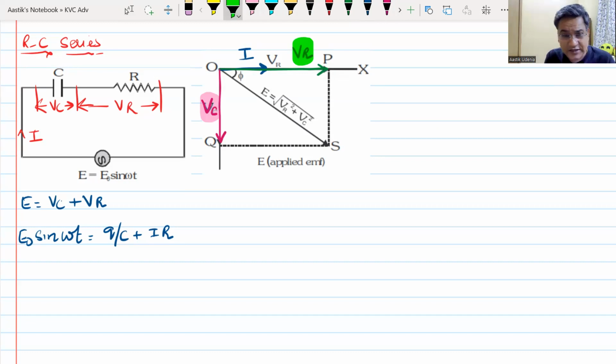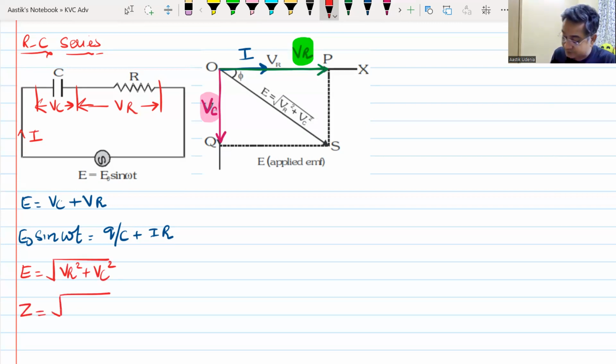Then this E is the sum of two vectors, not in the same phase. Now you can very easily see the value of this E, and we are talking about the RMS value or the peak values, that will be equal to, my dear friends, under root of VR square plus VC square. Yes or no? Yes, sir. Then I can write the same thing in the form of Z. Your Z will become what? Under root of R square plus XC square.